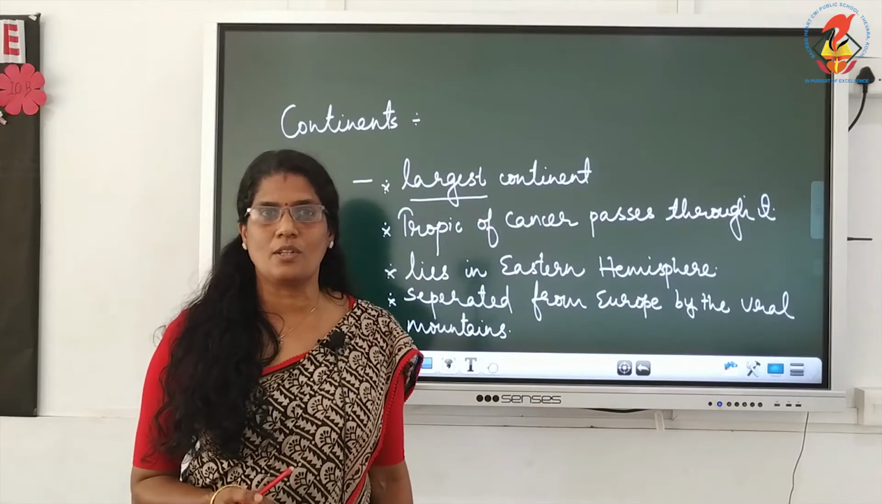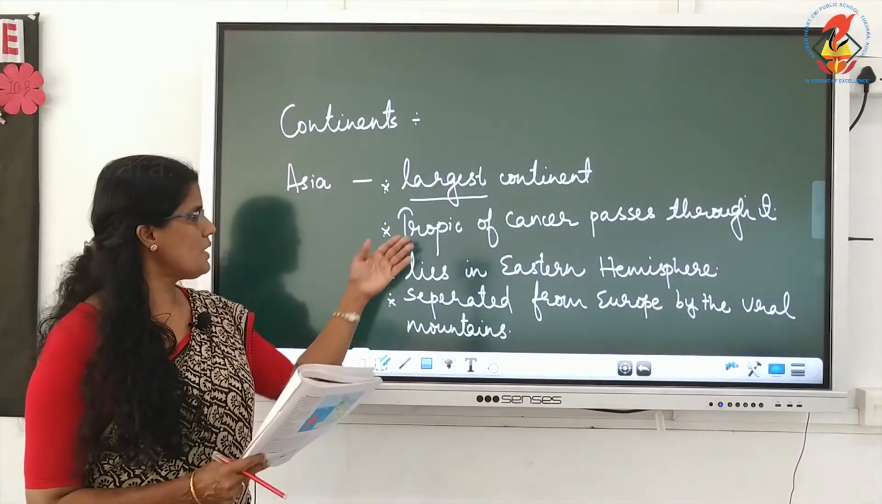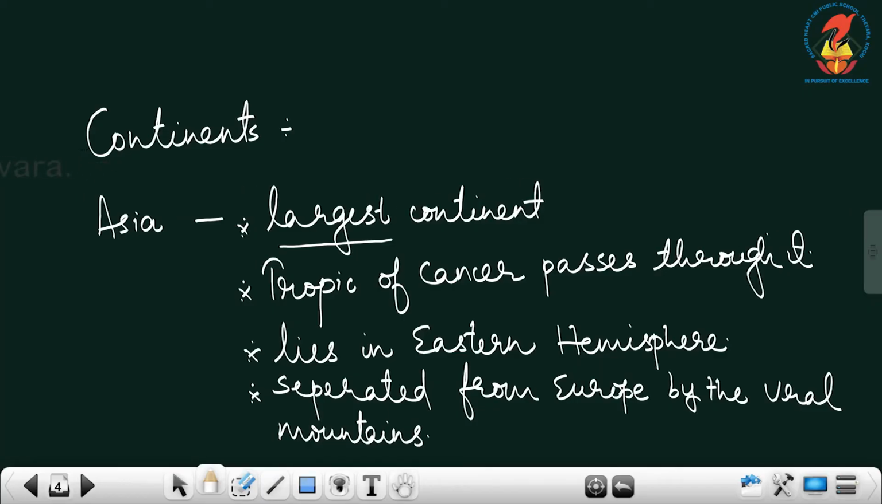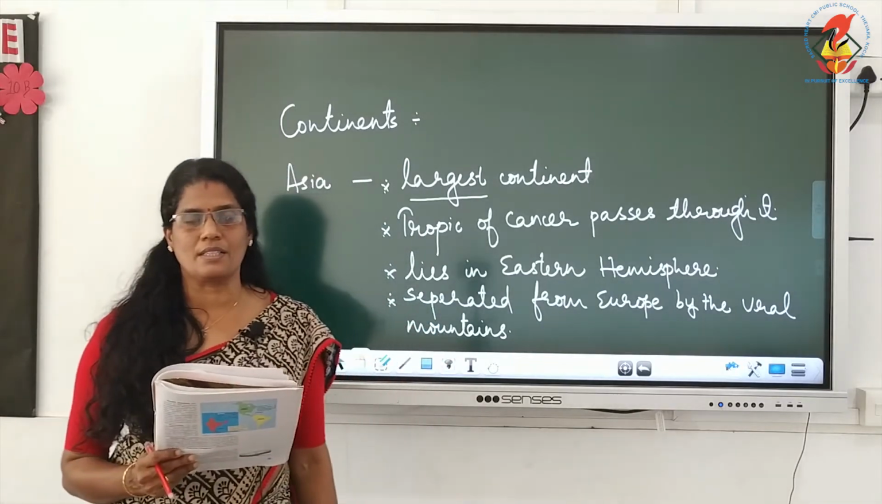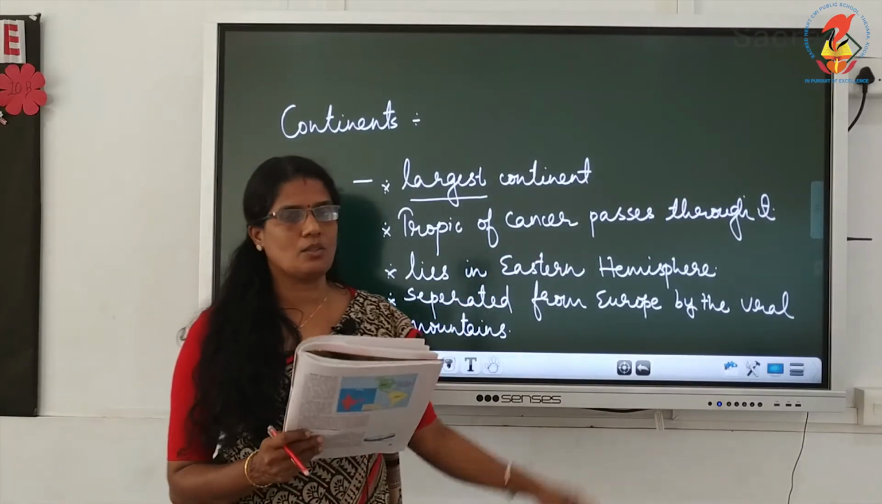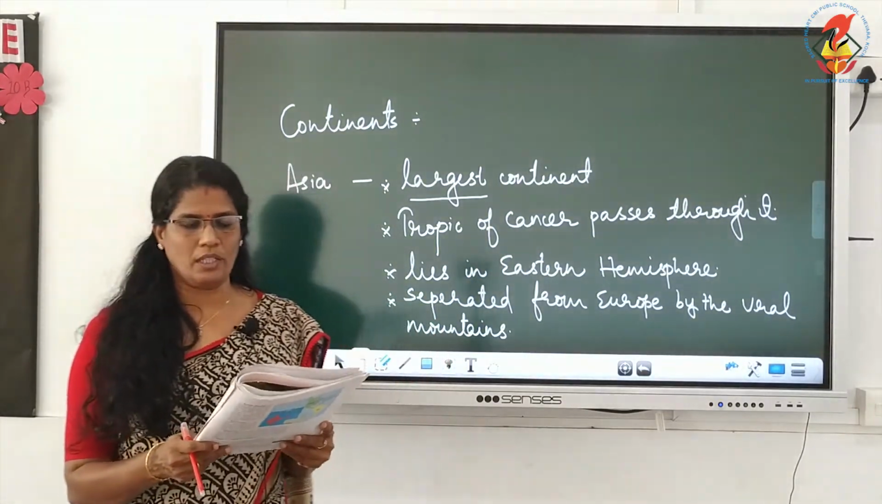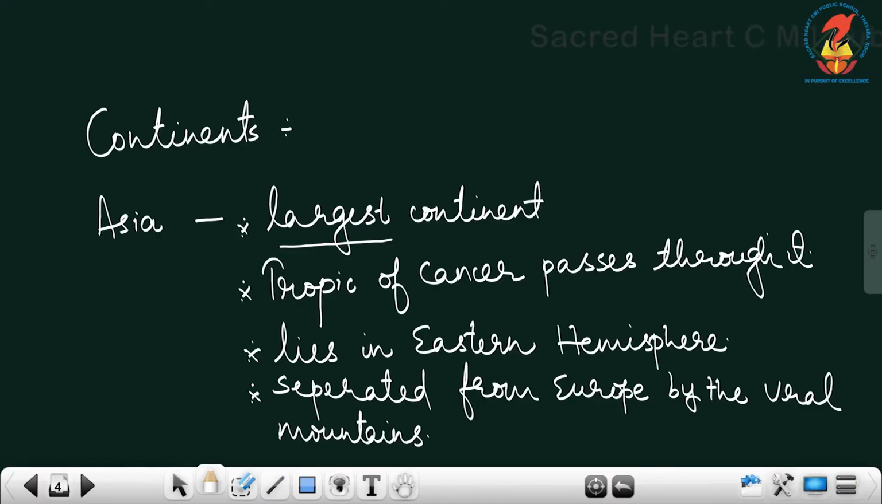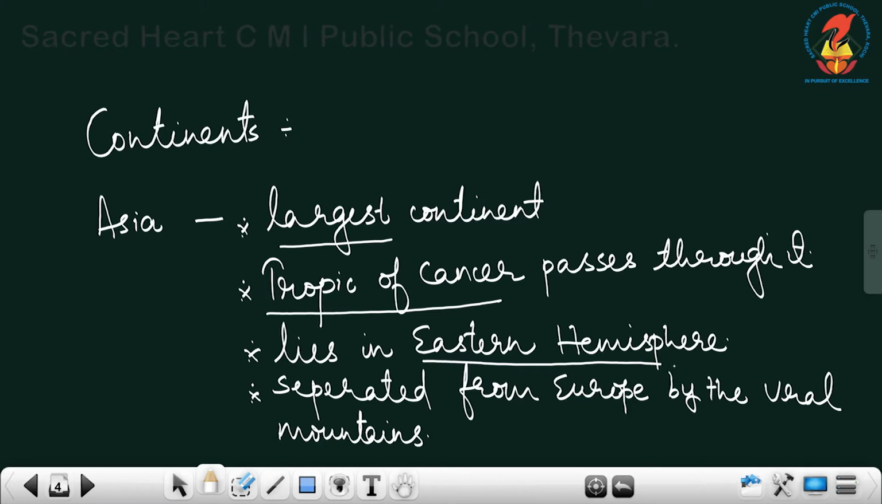Our country India is also located in this continent, Asia. The Tropic of Cancer passes through it. You know the 7 important parallels we studied. So first, the Tropic of Cancer passes through Asia. Underline that point. It lies in the eastern hemisphere. Then it is separated from Europe by the Ural Mountains.